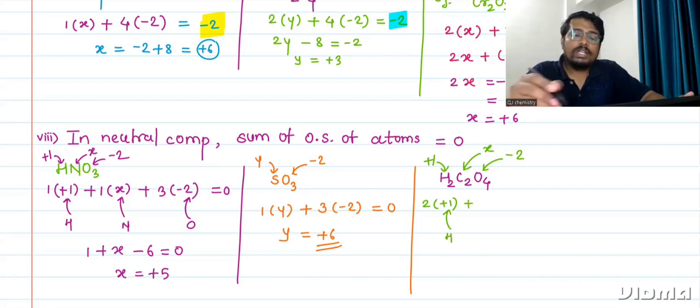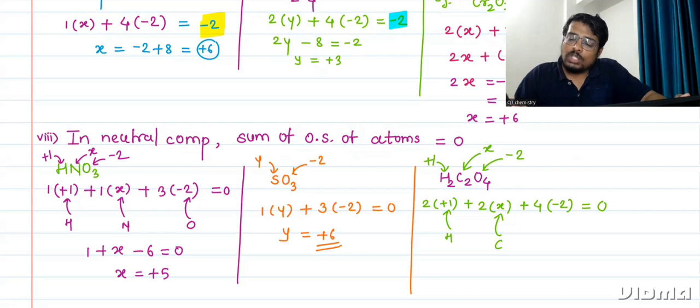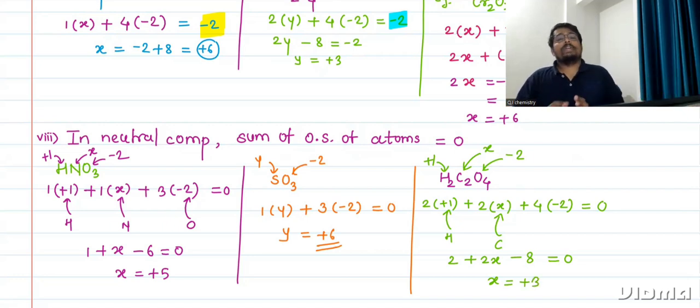Then how many carbon atoms are there? Total 2 carbon atoms, so 2 into the oxidation state of carbon, X. Plus 4 into the oxidation state of oxygen, which is -2. Total charge is equal to 0, right? So 2 plus 2x, 4 into minus 2 is equal to minus 8, equal to 0. So x is equal to plus 3, right?